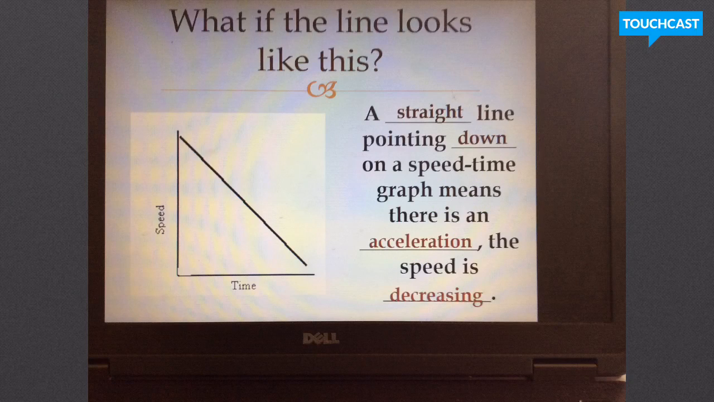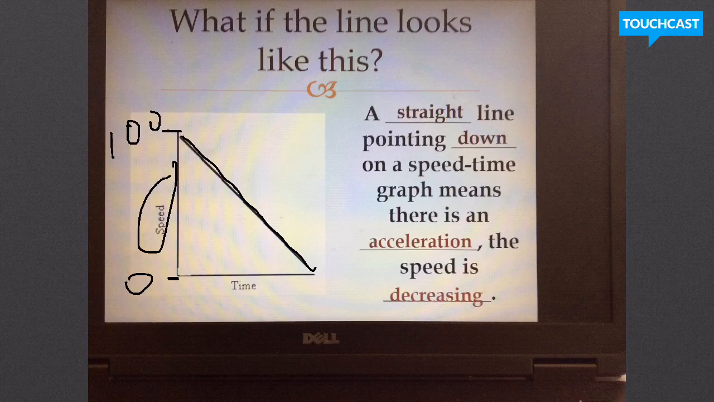Okay, what if I had a line that looks like this? Speed time graph again. Well, if the greatest speed is up here and the speed of 0 is down here, then you might have guessed it, you are actually slowing down. So it could be getting off the freeway. When you exit the freeway, you have to slow down because the freeway has the highest speeds. So this car is slowing down, or this object is slowing down to 0. So that is negative acceleration. Okay, so a straight line pointing down on a speed time graph means there is an acceleration, the speed is decreasing, or I have negative acceleration.